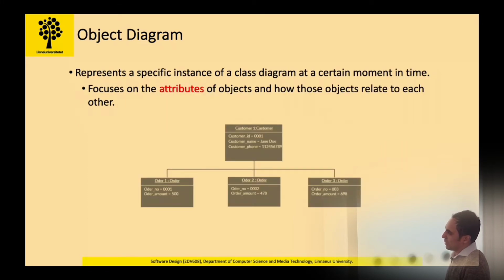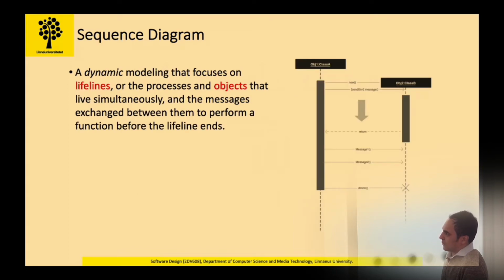Then the object diagram. Object diagram is basically nothing but the representation, or the instantiation, of the class diagram. So here we don't have any multiplicities or any numbers. We have simply the objects. So if we say that a customer might have multiple orders, in the object diagram we specifically see that it has 3 orders.